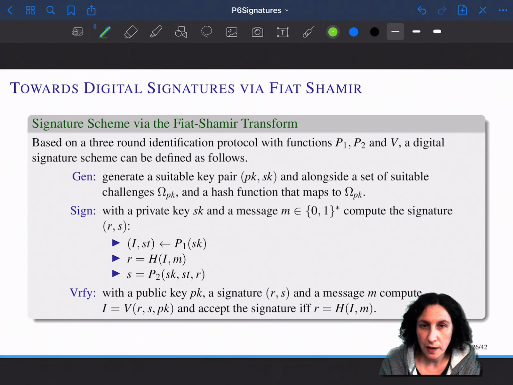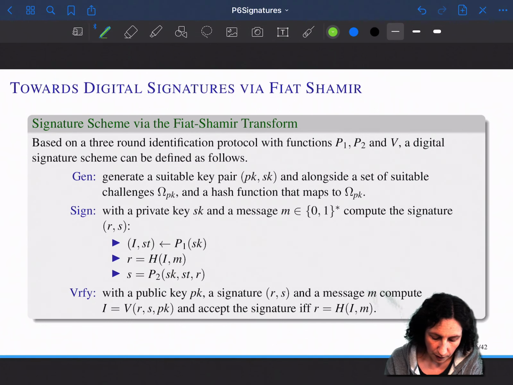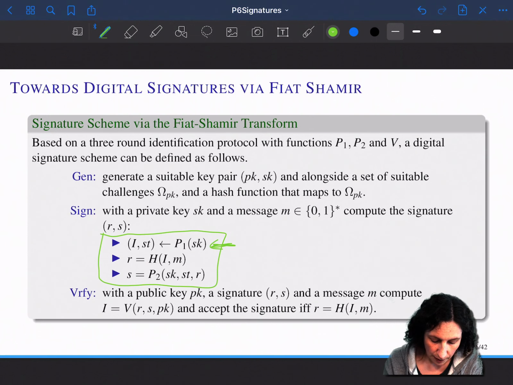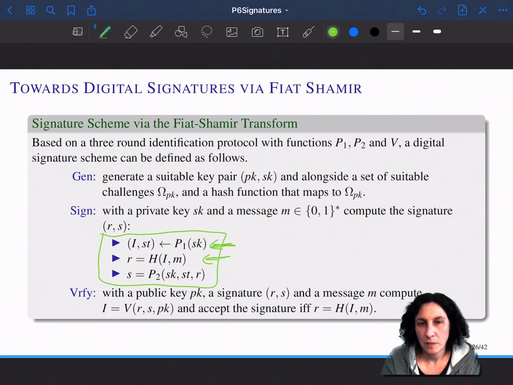You generate a key pair in the usual manner, whatever your trapdoor function is. You then sign a message by doing the entire 3-round protocol, which is an interactive thing between prover and verifier. All of this the signer will do in a completely non-interactive manner. So they will produce the first message that the prover will produce. This is the one here. Then they will emulate the verifier by producing a value R, that is a hash function value applied to I and M somehow.